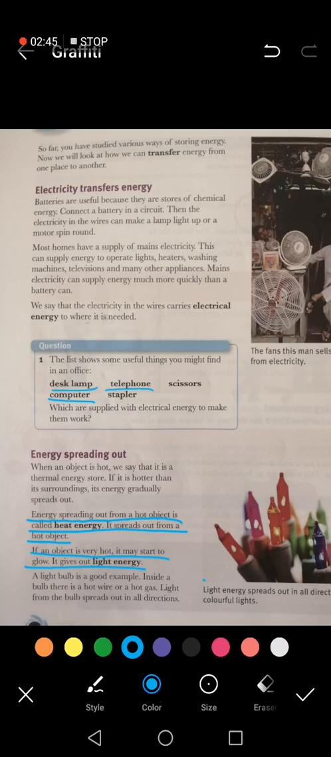We know that a light bulb is a good example. We know when we attach lights to a wire, the electricity goes through the light and then they turn on. This is now called light energy.